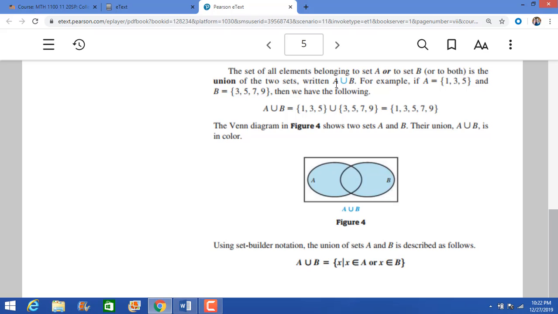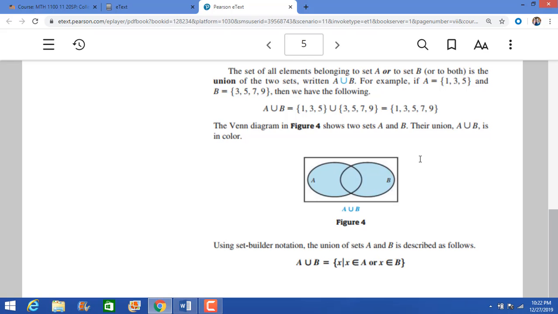So if we want the union of A and B, we say A is equal to {1, 3, 5}, and let B equal {3, 5, 7, 9}. Then if we take the union of them, we're going to pool these together and then get rid of the duplicates. So we end up with the set {1, 3, 5, 7, 9}. We don't end up with two 3s and two 5s. We get rid of any duplicates.